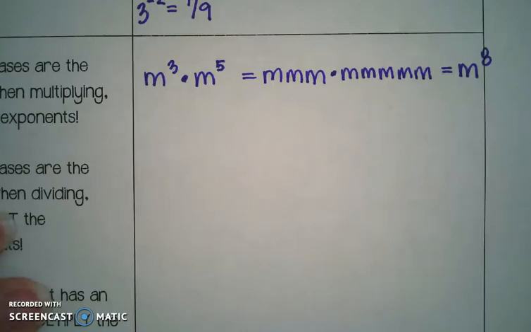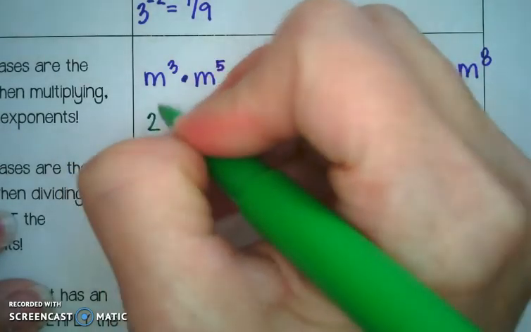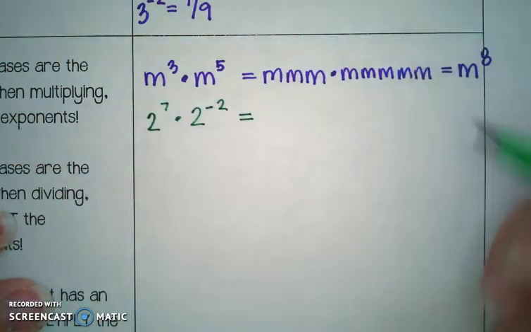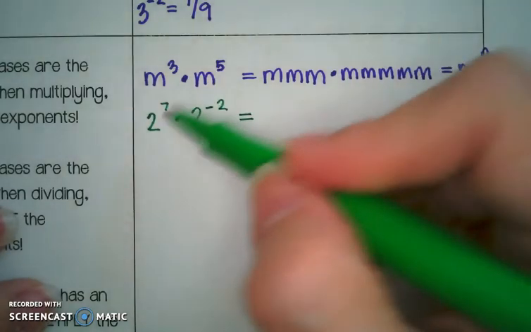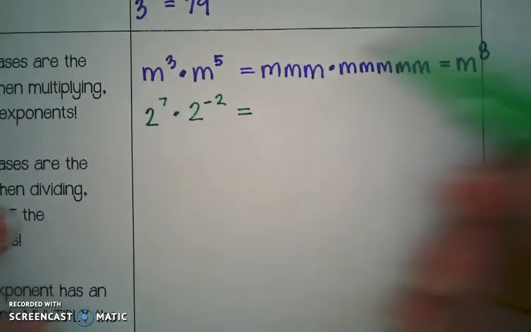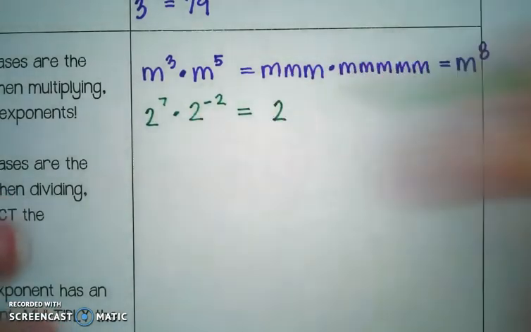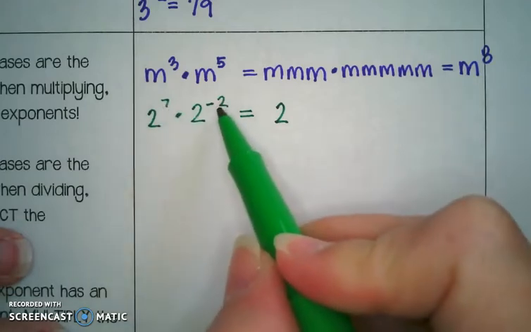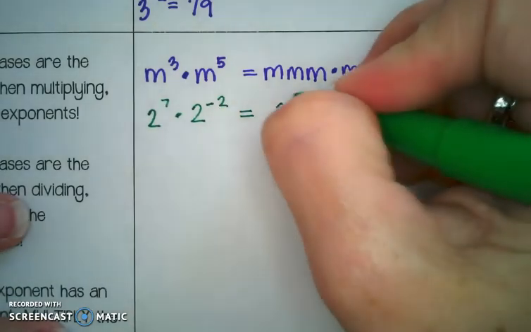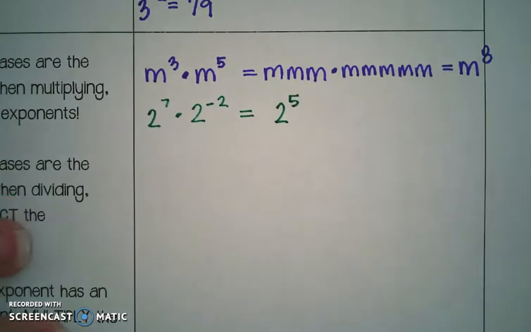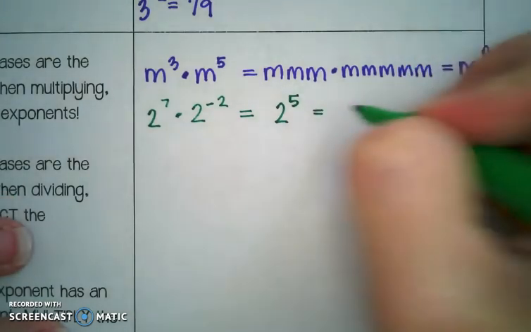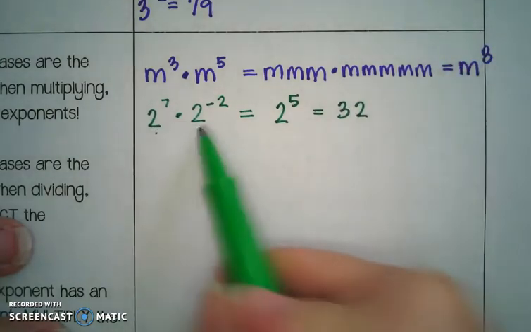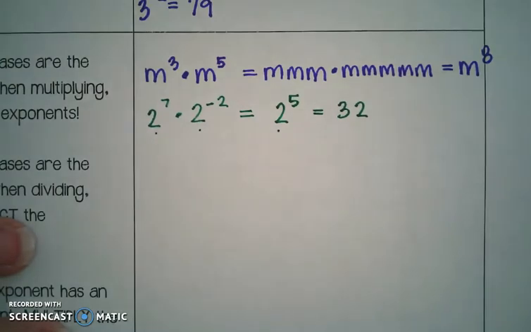So let's say we had 2 to the 7th times 2 to the negative 2nd. All right, so we know the shortcut. We could change this like we did up here, but I think it's easier to do the shortcut. We know we're multiplying a bunch of 2's together. We multiplied 7 2's together, but then we divided by 2 2's. So in the end, we multiplied by 5 2's. And then you can simplify that. That would be 32. So again, notice that the base number did not change, just the exponent.